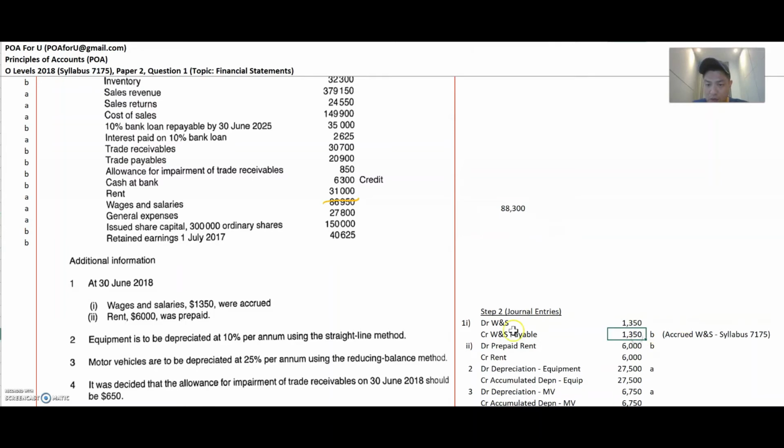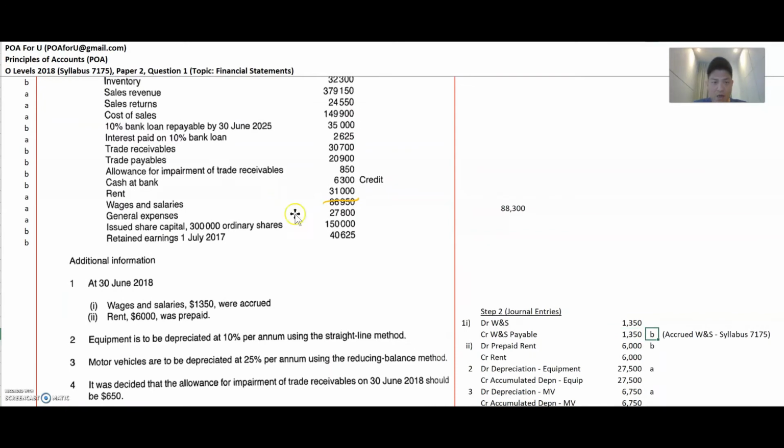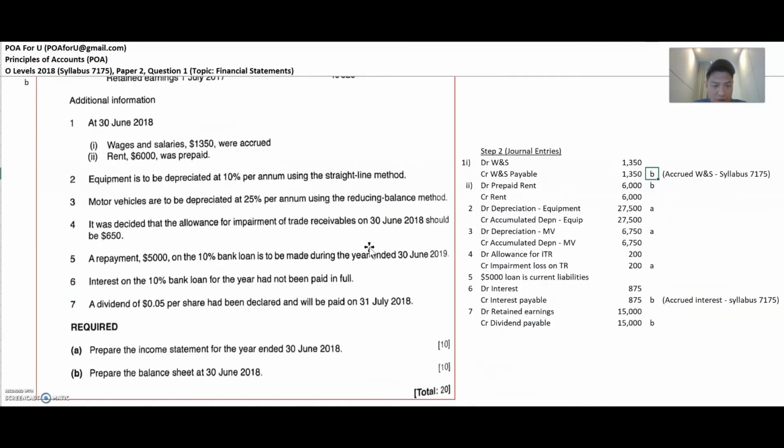Okay, then wages and salaries payables. This is a new account, right? So it's not in the trial balance. So I've indicated here B, which means that this will go to my statement of financial position, or the balance sheet in the syllabus 7175 terminologies. So I need to take note of that.